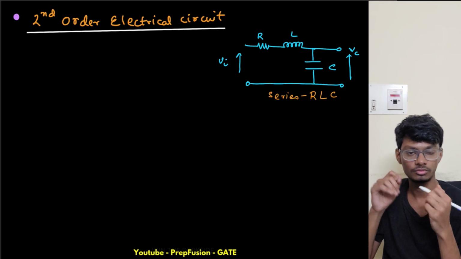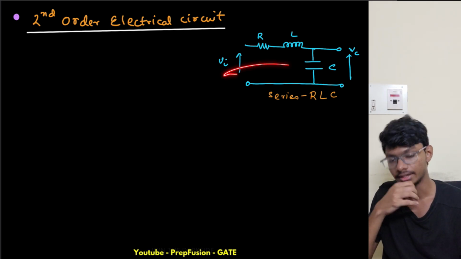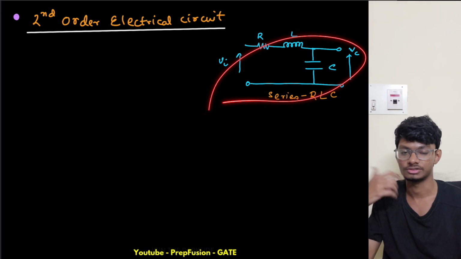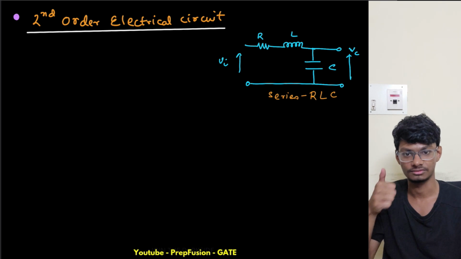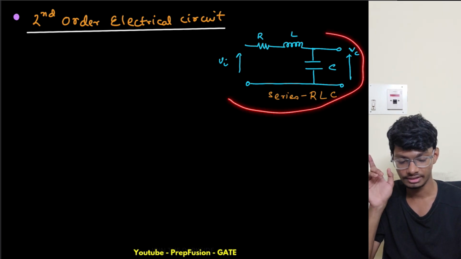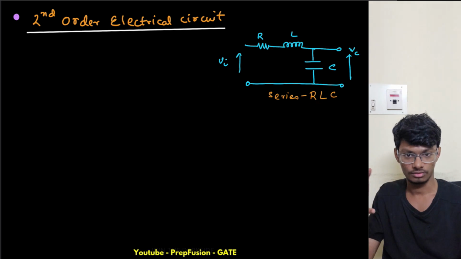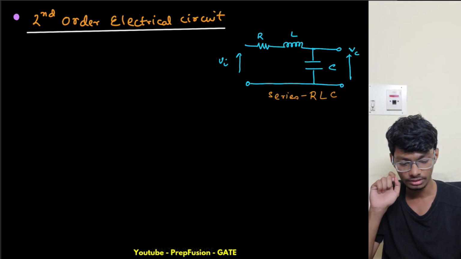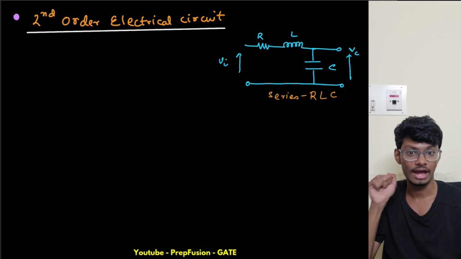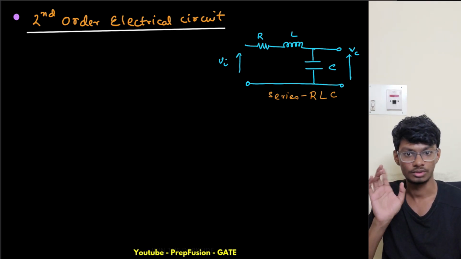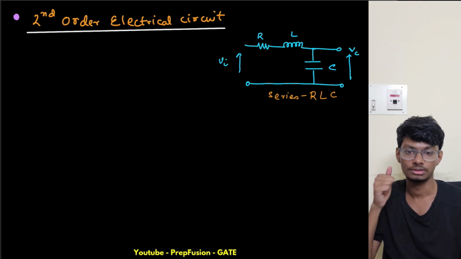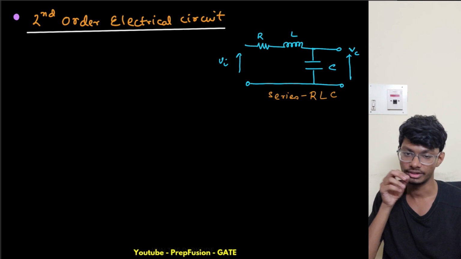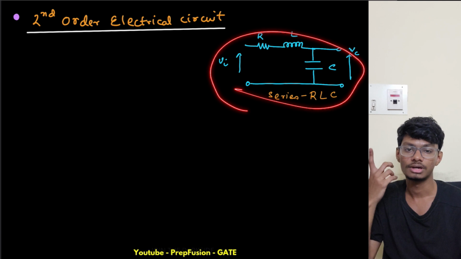The first thing you do is find the gain at s equals 0 and the gain at s equals infinity. If you don't understand anything, then don't worry, skip this. This is for the people who are understanding. If at s equals 0 you have a gain and at s equals infinity you don't have a gain, then this is a low pass filter. If at s equals 0 your gain is 0 and at s equals infinity you have some finite gain, then this is a high pass filter.